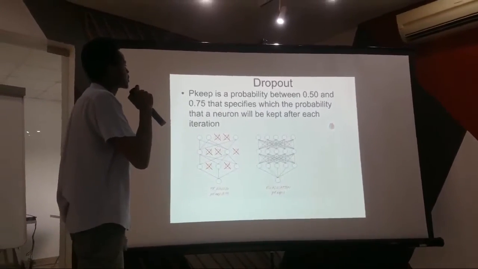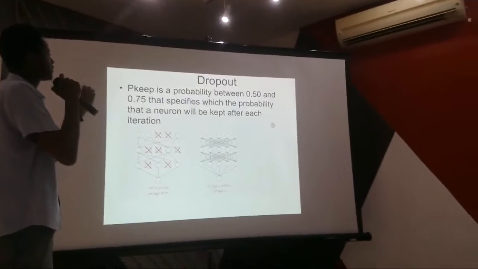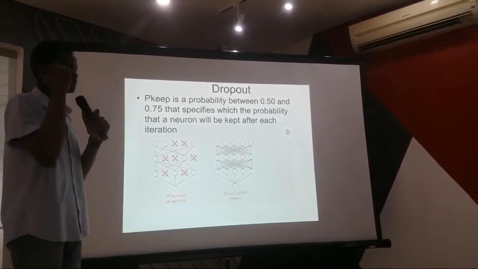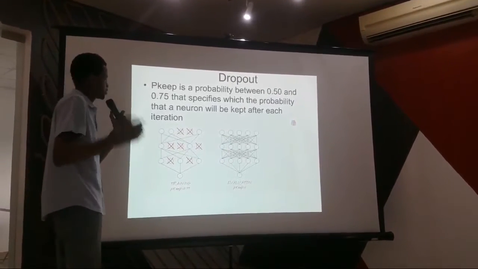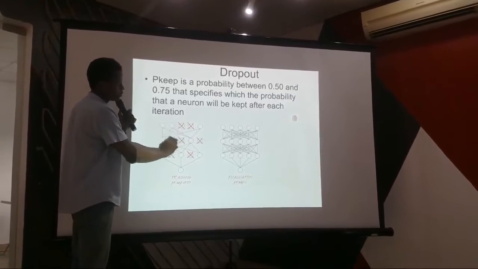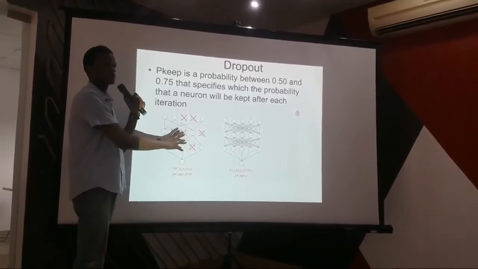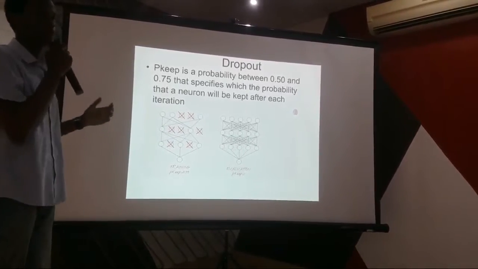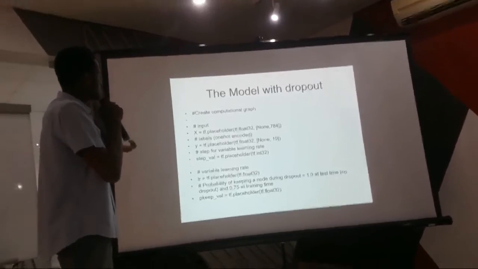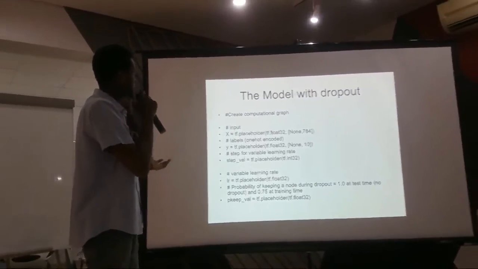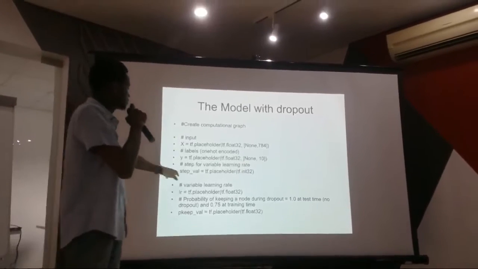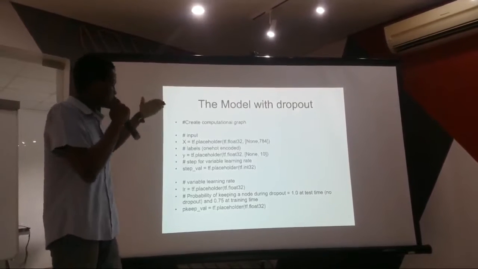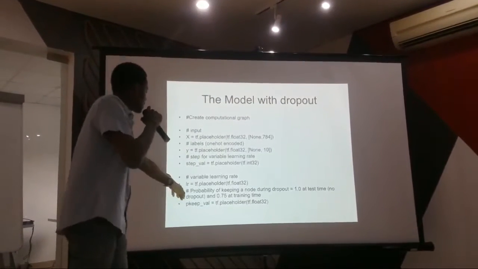We had to implement dropout. Now, pkeep is the probability, between 0.5 and 0.75, that a neuron will be kept after each iteration. So I think Lawrence told us last week or so, in which we specified some neurons which would actually be dropped out during the training, just to build a better model. Next slide. So with dropout, it was not super different from the normal one that we had. We just had to put a step for our variable learning rate. Remember that our learning rate is no more constant, it's actually decaying. So we introduced a step for the variable learning rate.